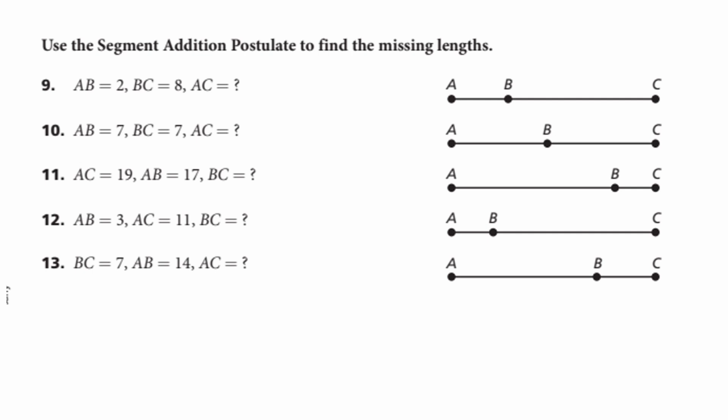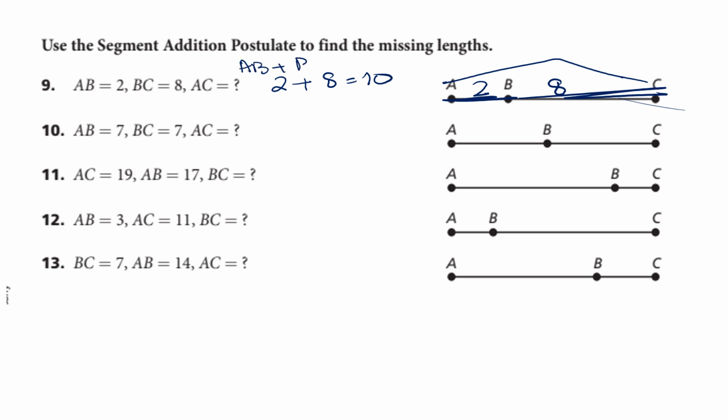Next question. Use addition postulate to find the missing length. Addition postulate, it means this plus this is equal to the whole. So AB is 2, BC is 8. So the whole AC is equal to what? 10. That is, 2 plus 8 equals 10. But you have to write the whole procedure. It means you have to write AB plus BC equals AC. That's it. This is the only thing you have to write.